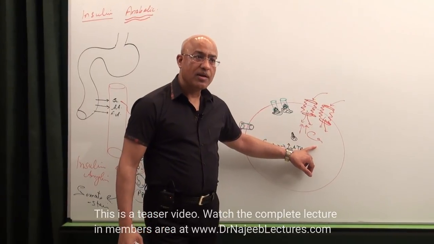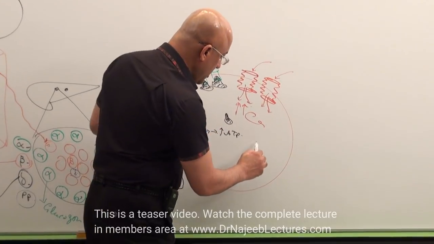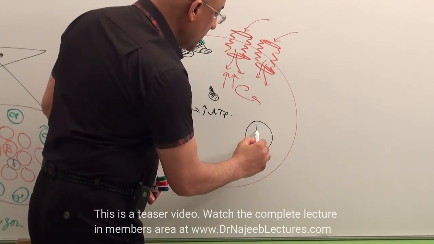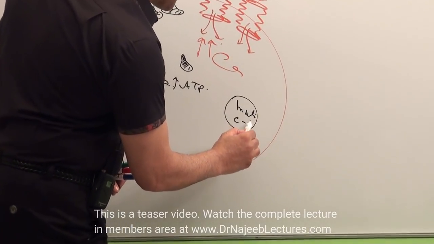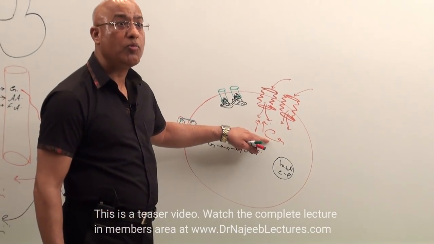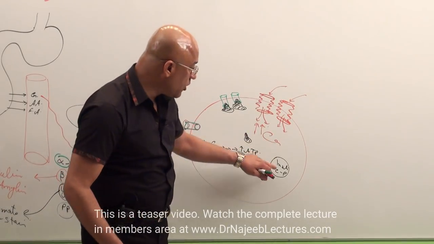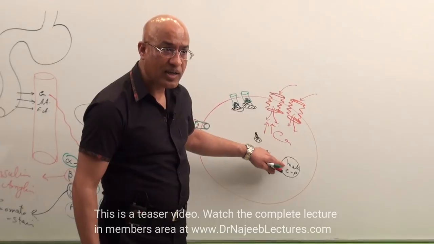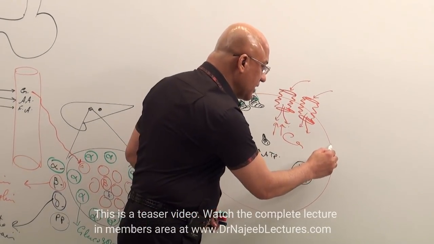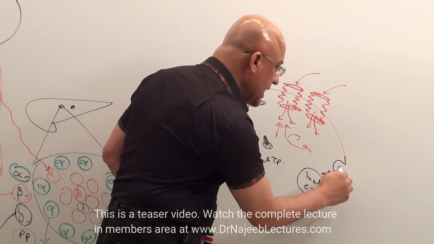this calcium will lead to exocytosis of granules loaded with insulin and C-peptide and other components in these granules. What will happen? This calcium will activate the molecular motors. Those molecular motors will pull these insulin loaded vesicles and bring them to the membrane, and these vesicles will fuse with the membrane and insulin will be released.